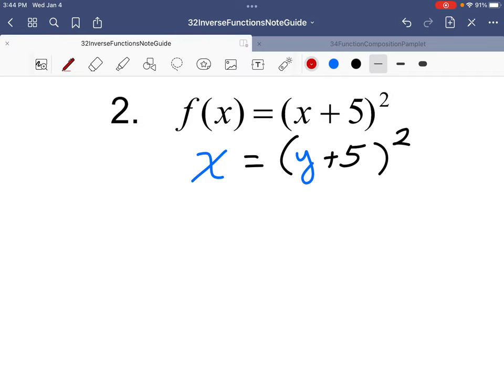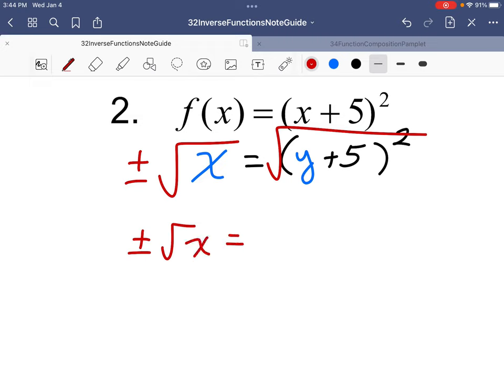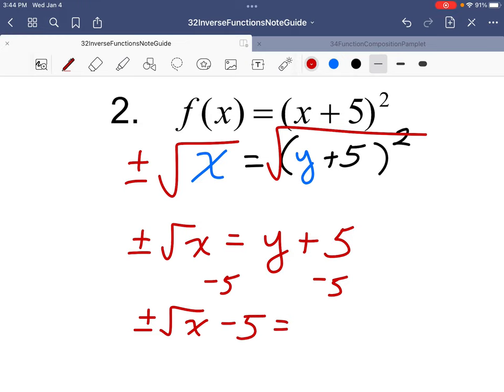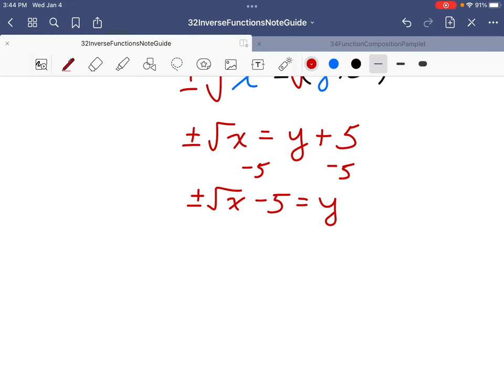Now, after you switch x and y, you got to solve the equation for y. As you can see, y is kind of hidden in here. Why don't we take the square root of both sides first so that we can start to undo this equation? Now, as soon as you take the square root of both sides, you get a plus or minus. And then all I got to do is deal with that plus 5, which you're going to subtract from both sides. So I get plus or minus the square root of x minus 5, and that's equal to y.